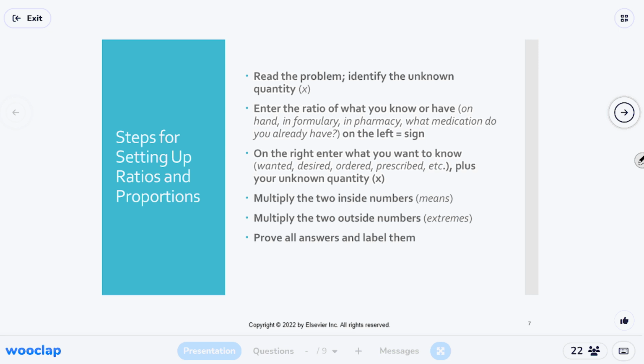I have my X. I need to look at a problem and say, the ratio on the left-hand side is supposed to be what I have or what I know. And examples of that are wording like on hand, in formulary, in the pharmacy. What medication do you already have when we're talking about medications? What do you already know? What ratio is given to you?